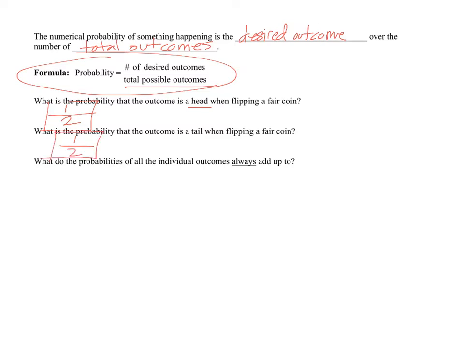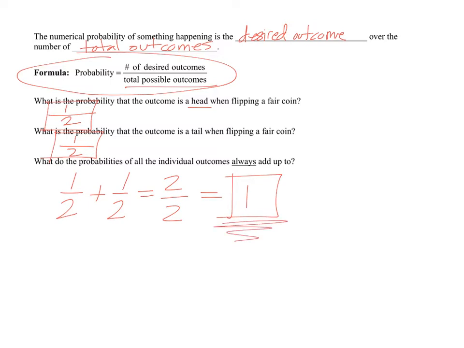So what do the probabilities of all the individual outcomes always add up to? Well, the probability for flipping a head is a half, and the probability for flipping a tail is a half. We get 2 over 2, which is equal to 1. It doesn't matter what type of probability problem you're working with, whenever you add up all the individual probabilities, the end result will always be 1. Keep that in mind.